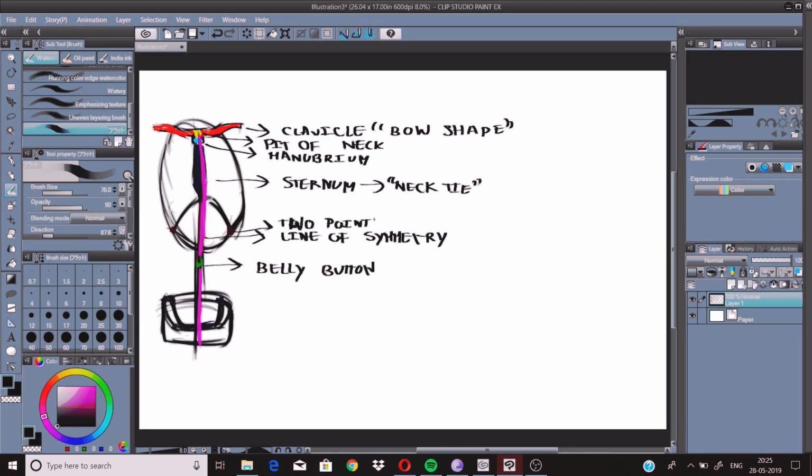Next are two points at the end of the ribcage. Next is the belly button, which can be located with the help of the line of symmetry. Perverts not allowed. Next are two points at the top of the pelvis and the bottom.